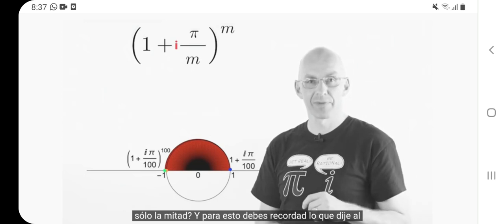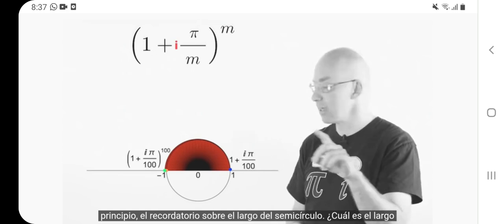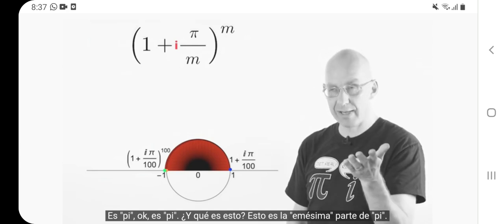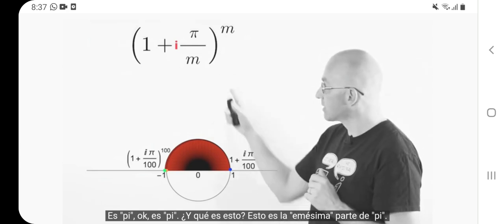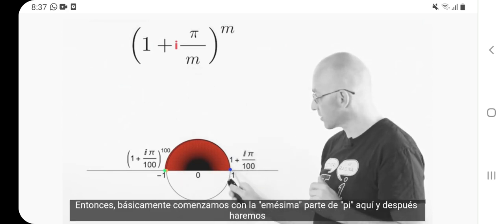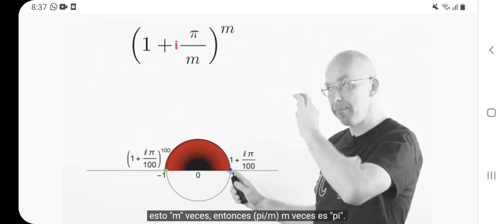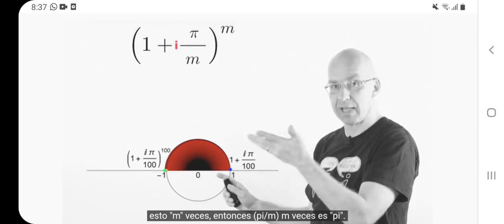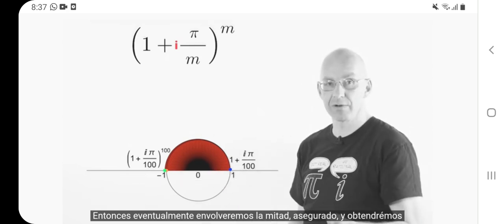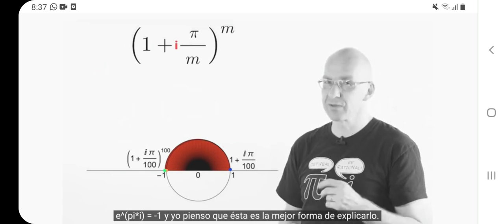And for that, you have to remember what I said at the very beginning, this reminder about the length of this semicircle. What's the length of the semicircle again? It's pi, okay, it's pi. And what is this? This is the mth part of pi, okay? So basically we're starting out with the mth part of pi here, and then we're doing this m times, so pi divided by m times m is pi, so we're going to eventually wrap around halfway, smack on, right? And we're going to get e to the pi i is equal to -1. And I think this is the way to explain it.